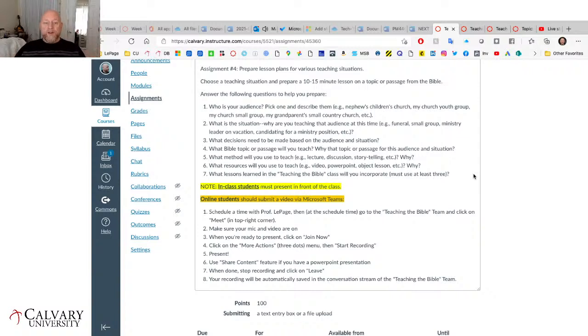You're going to pick one. You're going to pick your nephew's children's church, my church youth group, my church small group, my grandparents' small country church. You get a chance to lead a Bible study in a prison, whatever. I don't really care. But you have to be specific. You have to pick an audience and describe them in this assignment.